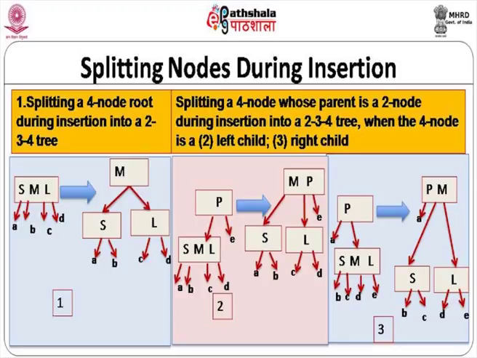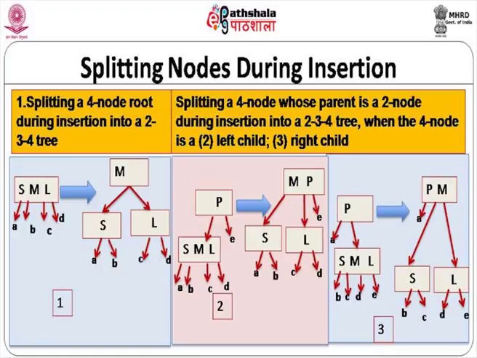Now, let us look at the 3 cases again. The first case was that it is a root, so no parent. The root node has 4 children and I am splitting it. When I split, in this case with no parent, I have 3 2 nodes instead of 1 4 node: 1 as parent and 2 as children.